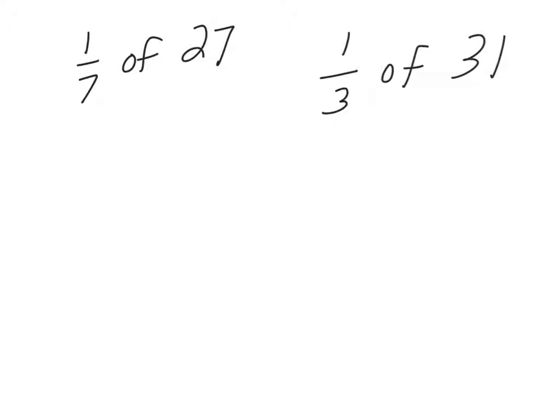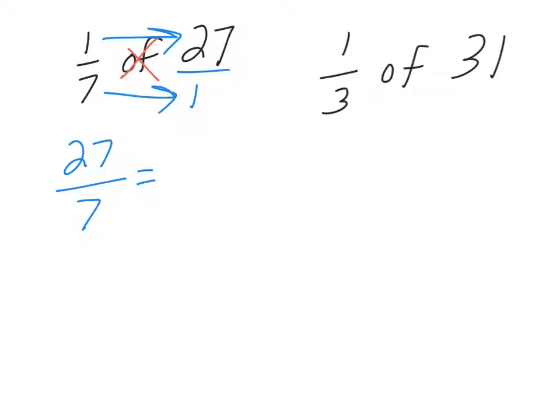Let's do 2 more just to make sure that we have this down. So again, we have 1/7 of 27. Of means times. Now we multiply straight across. We get 1 times 27 is 27. And then we can just keep our 7. And remember that works because it's 7 times 1 is 7. So now we have an improper fraction, so we must divide.